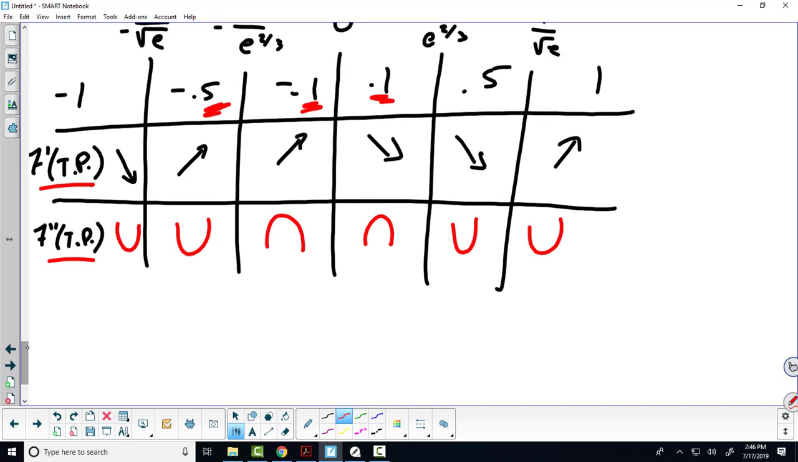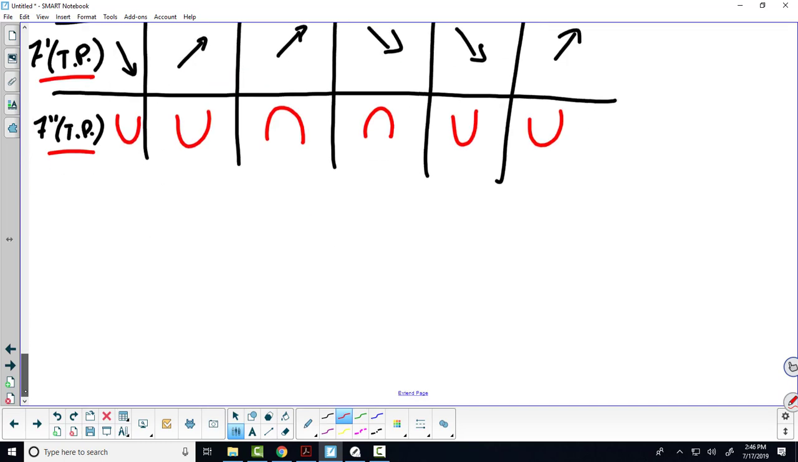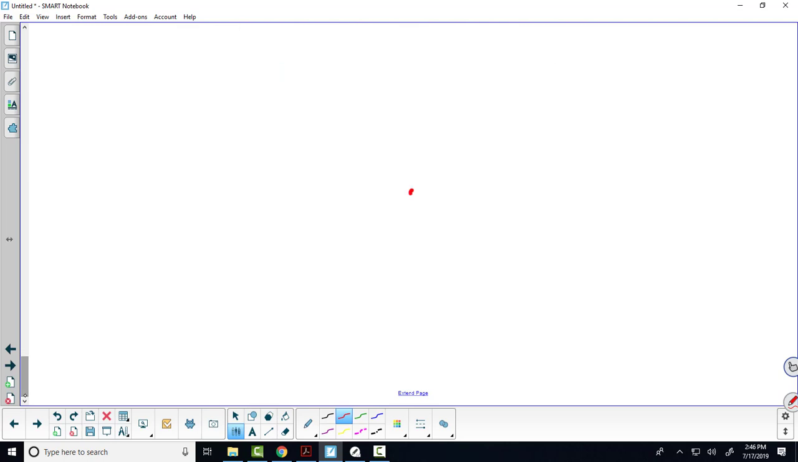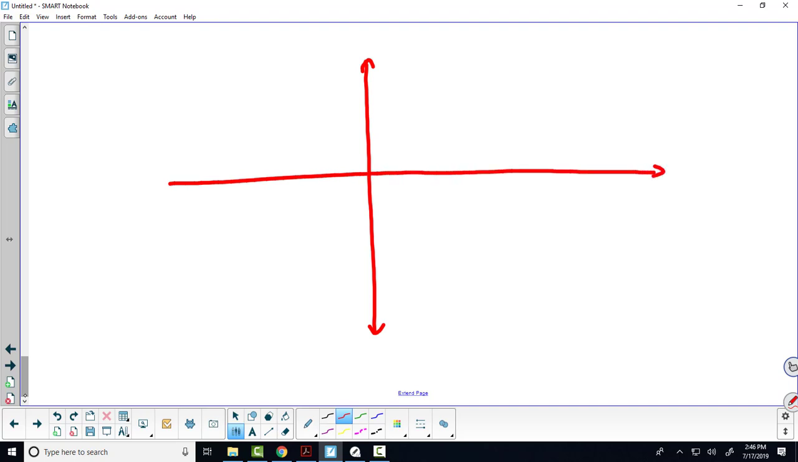All right, we'll go ahead and do this. Ooh, that's not going to give me enough room. All right, let's go ahead and graph this thing. And again, on an exam, I would give you a prefabricated axis, so you don't have to worry about scaling and whatnot. But let's see what we can do here.